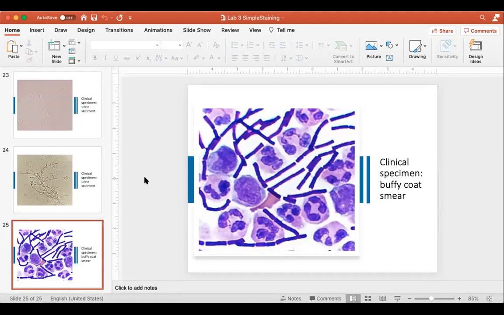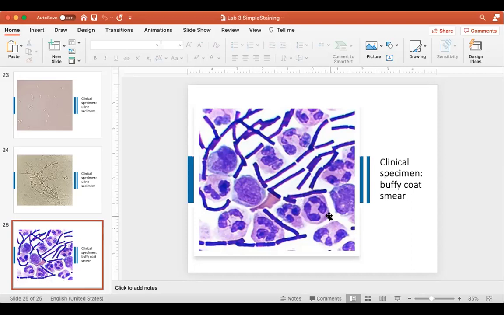This is a clinical specimen. This is a Buffy coat smear. This is white blood cells and something else. These right here are white blood cells. I want you to notice how big these are compared to what's sitting next to them, which is this. This is bacteria.